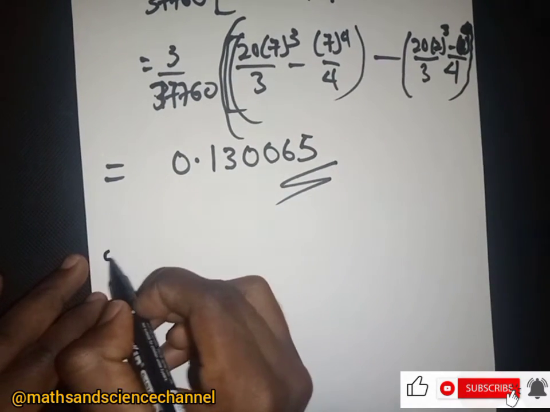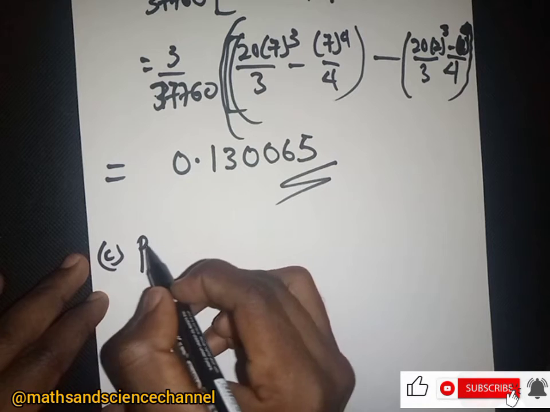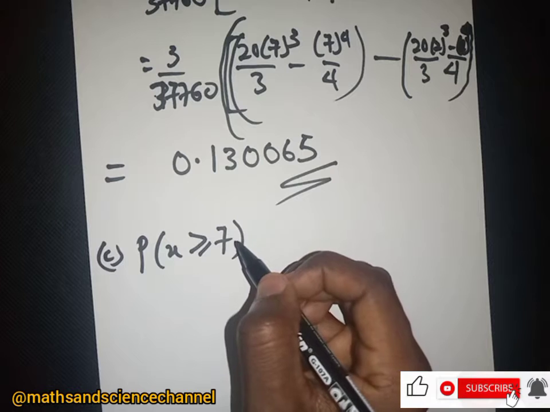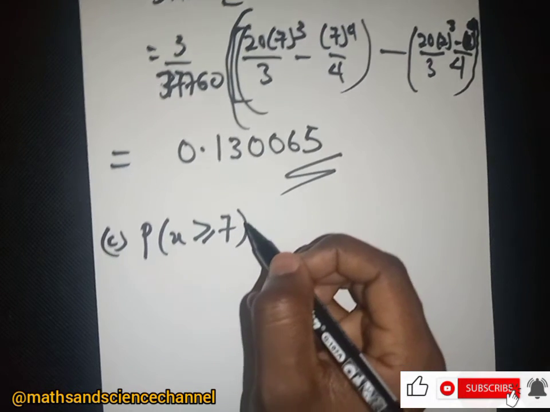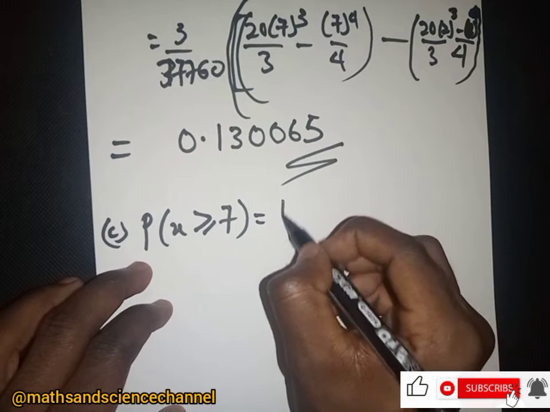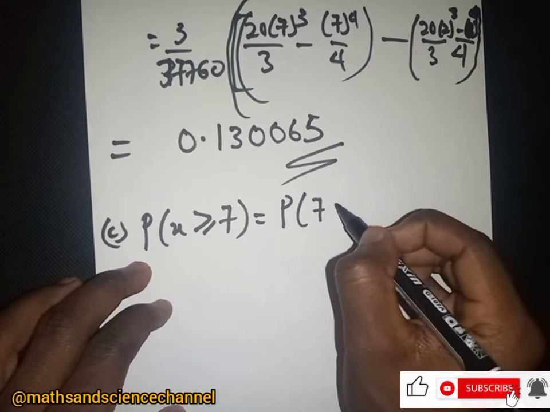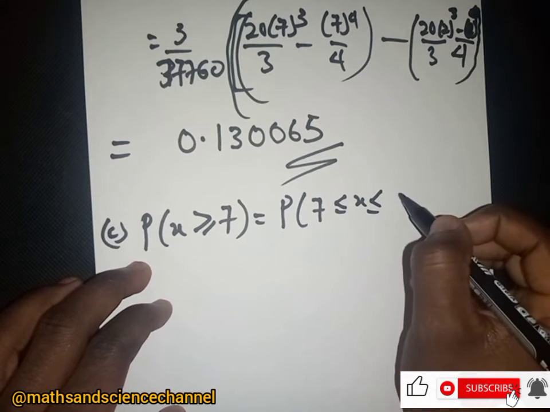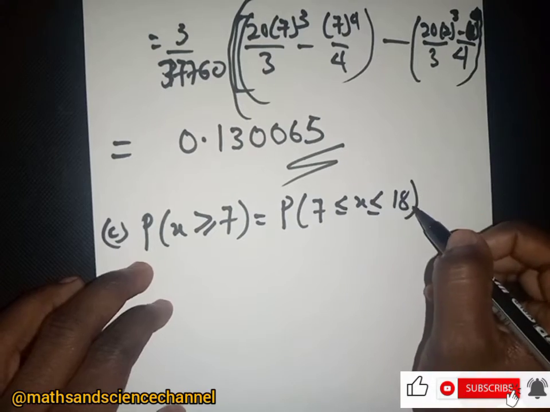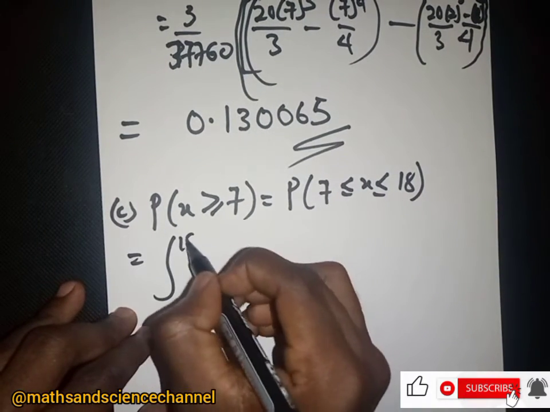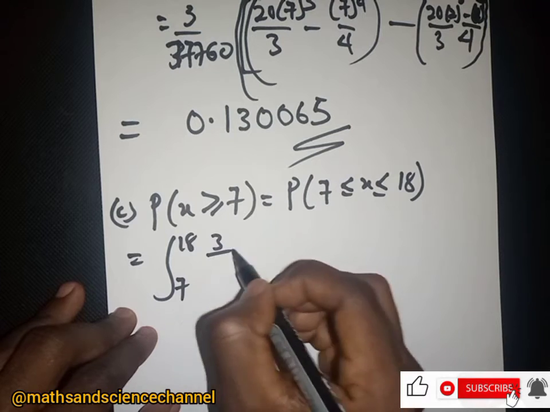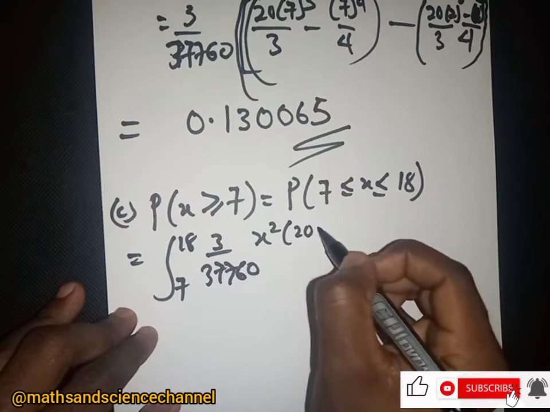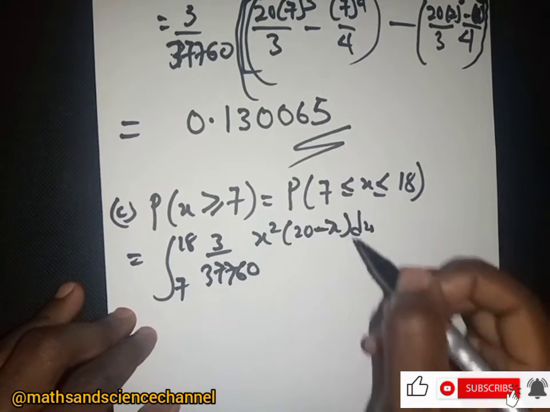Now the third question says we should find the probability if x is greater or equal to 7. So if x is greater or equal to 7, then we can also write the range of values to be: it will start from 7, which will be less or equal to x, because it's also less or equal to 18. So we are just going to have 18 here, 7 here, 3 over 37,760, then x squared times 20 minus x, dx.